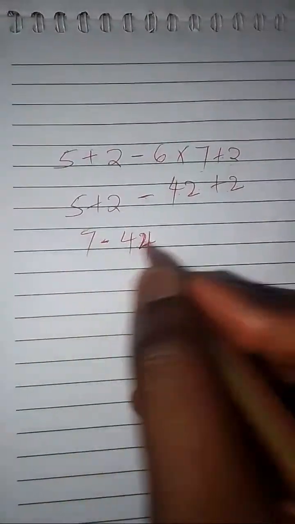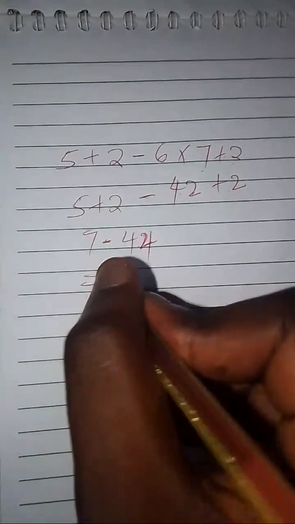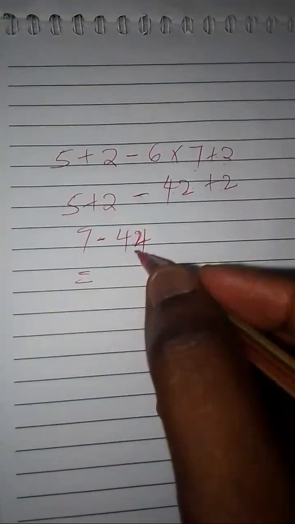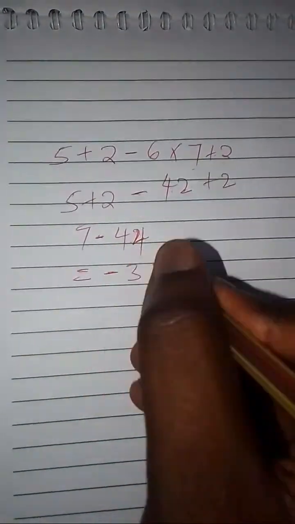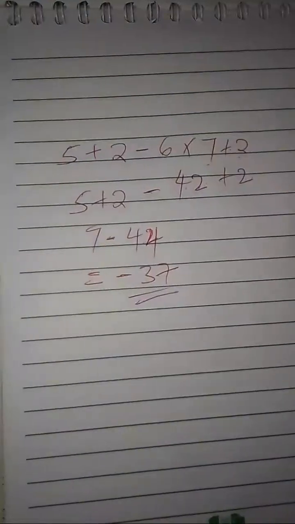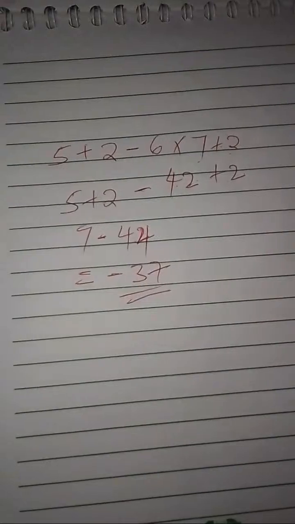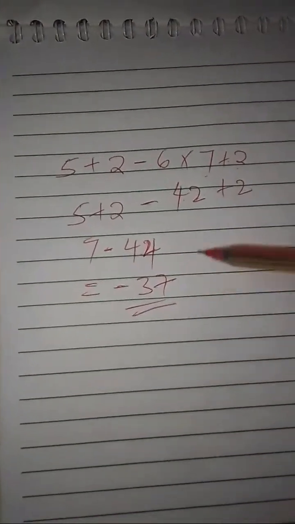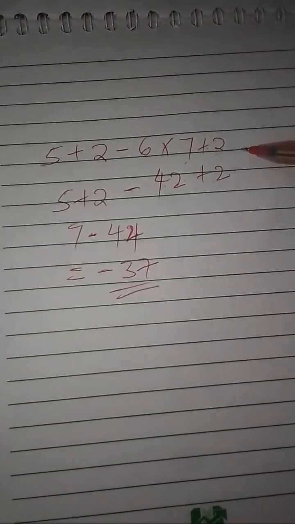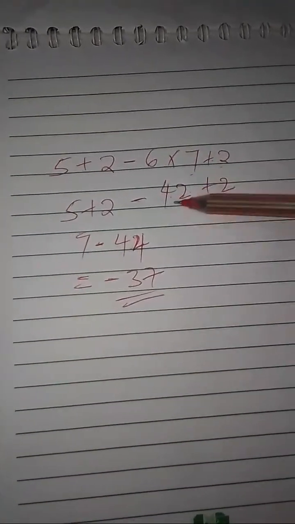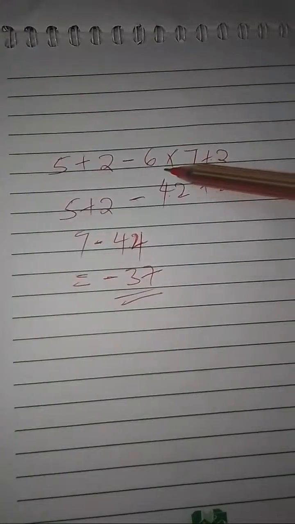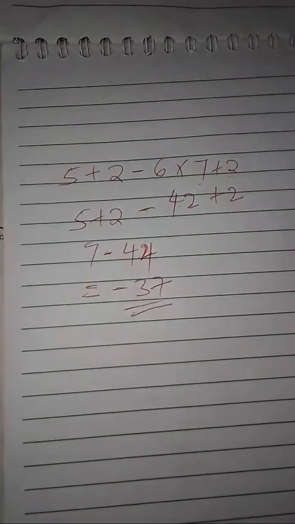So when we work out this one, now we shall have a negative answer, and the answer shall be minus 37. So this one is how we work it out. This is how we follow the rules of the BODMAS. We can work it out this way by following the rules.